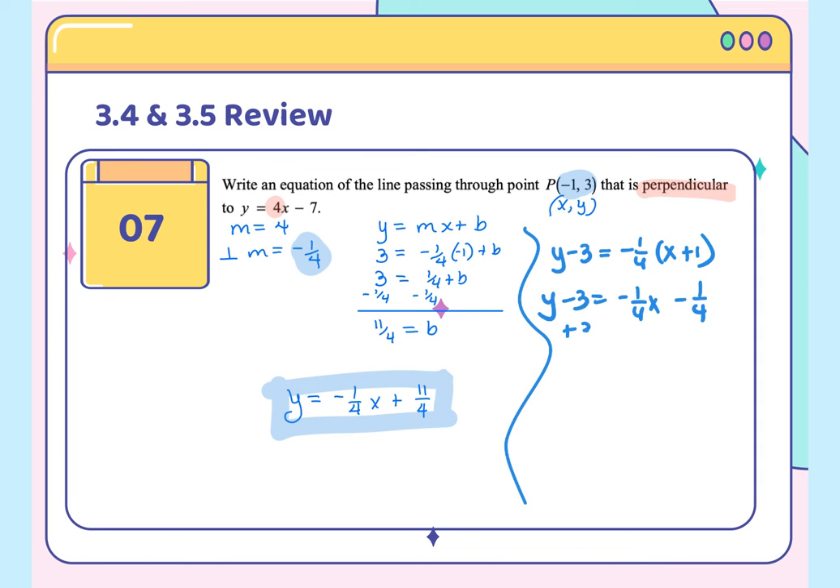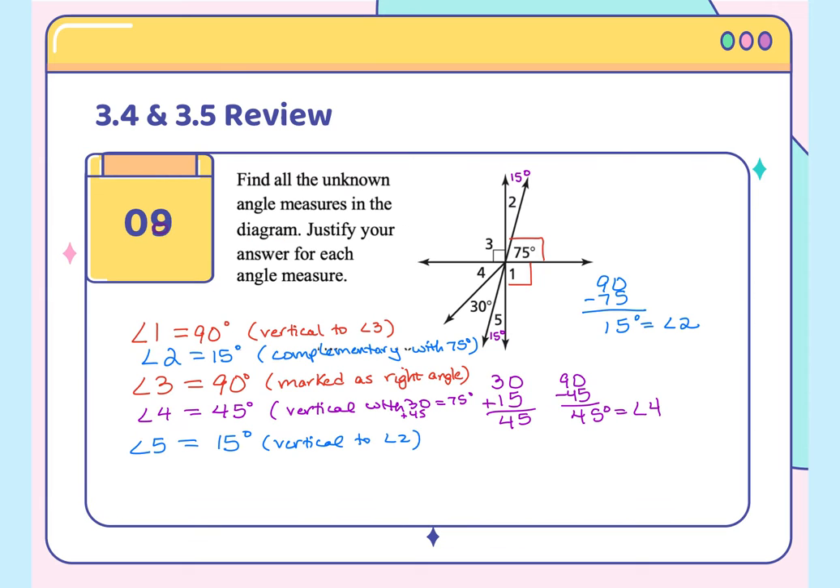Y minus 3 equals -1/4 x minus 1/4. So we have to add the 3. Hang on. Add the 3, y would equal -1/4 x plus 11/4. So either way, same answer. If you have extra time, feel free to even check that using both methods. Actually, this should have been 8, remember, because I duplicated.